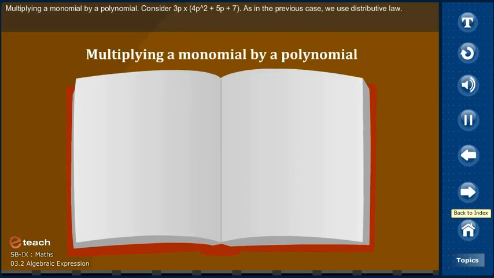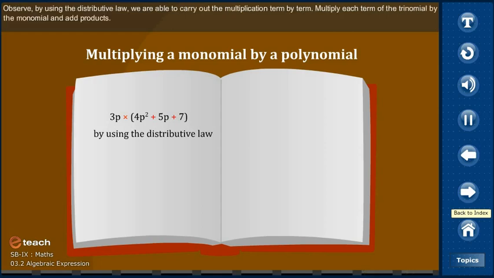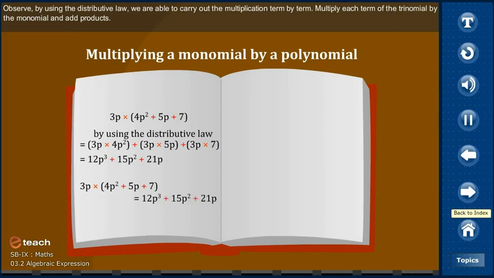Multiplying a monomial by a polynomial. Consider 3p into bracket 4p square plus 5p plus 7. As in the previous case, we use the distributive law. Observe, by using the distributive law, we are able to carry out the multiplication term by term. Multiply each term of the trinomial by the monomial and add the products.